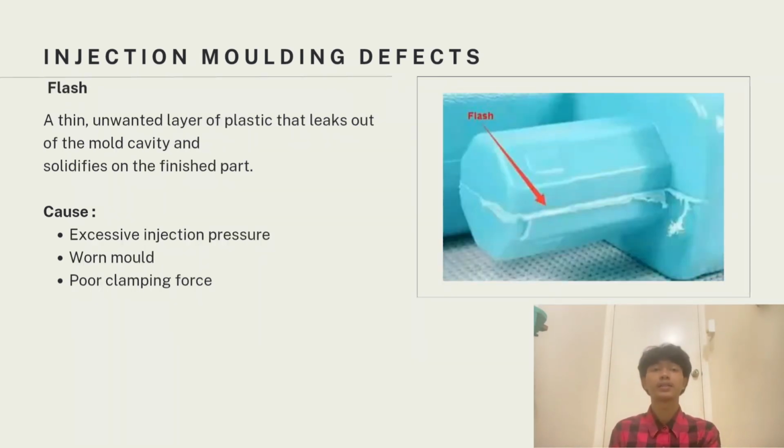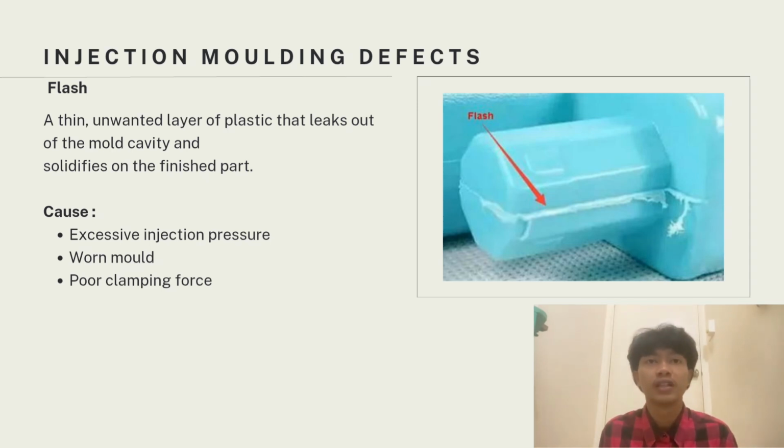The next is flash, a thin unwanted layer of plastic that leaks out of the mold cavity and solidifies on the finished part. It is caused by excessive injection pressure, worn mold, and poor clamping force.